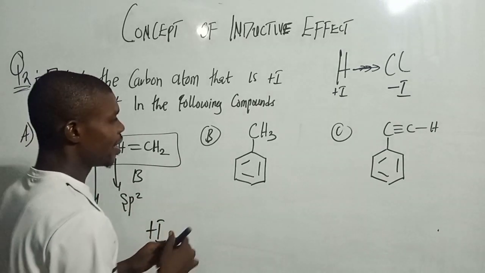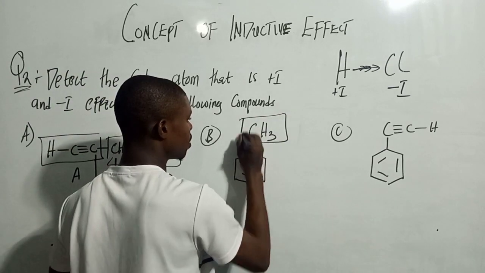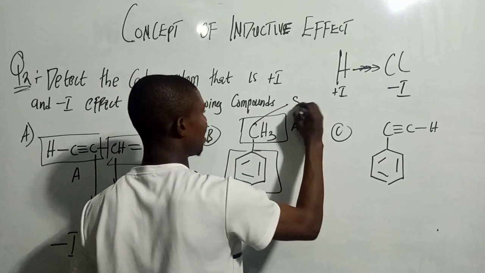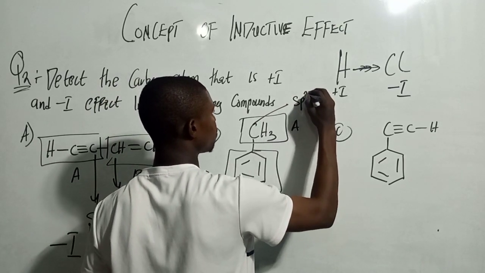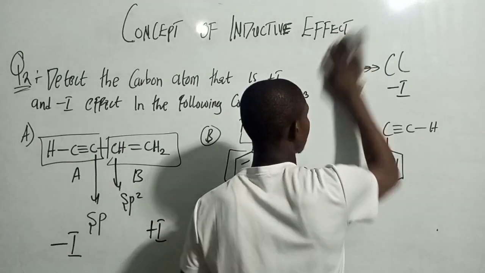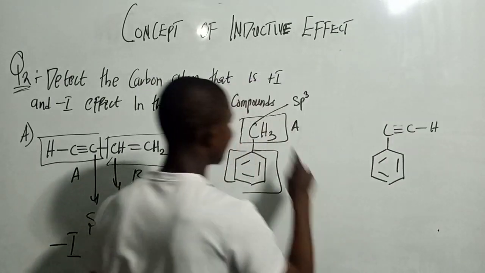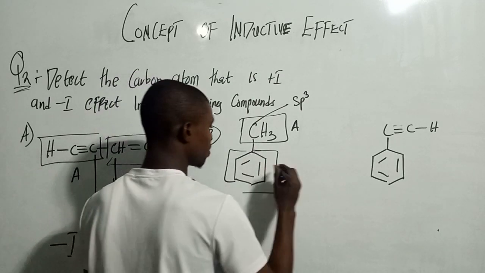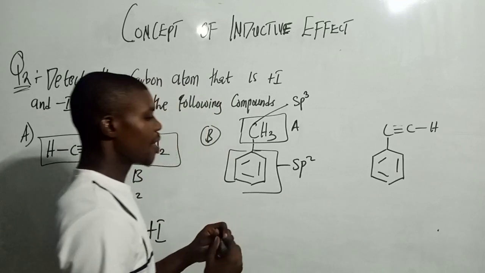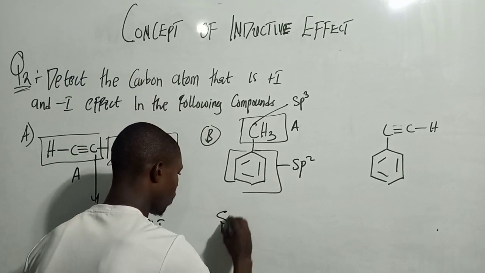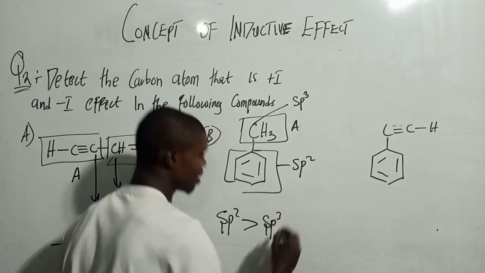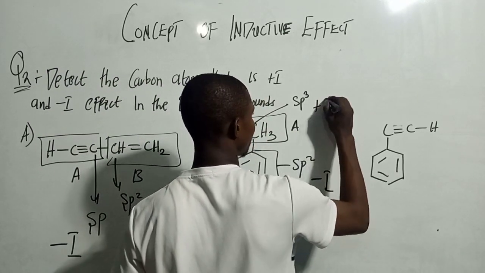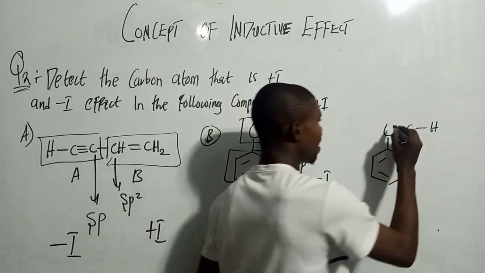So let's look at this one here. If you check very well, let's say this one is A and here is B. Now this carbon is sp3. This carbon in the phenyl, which has a double bond, is sp2. Now sp2 is greater than sp3. So what will happen here? Here is going to be minus I and here is going to be plus I. So you do this last one for me.